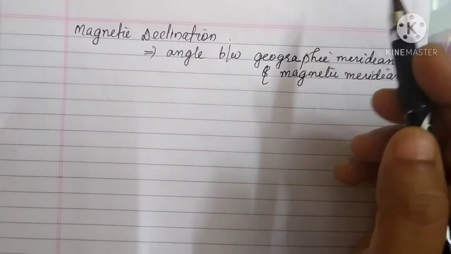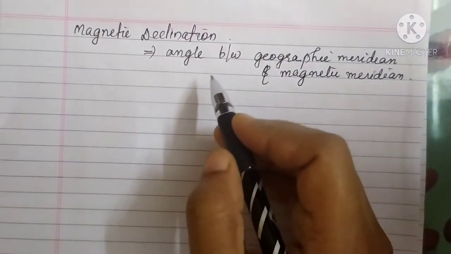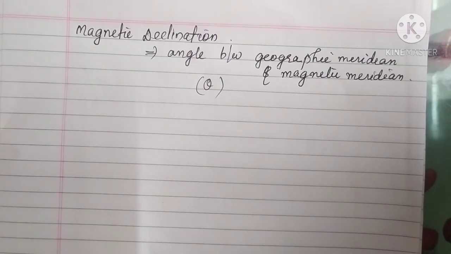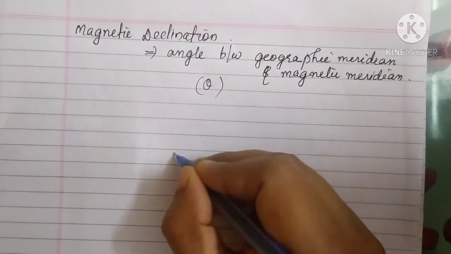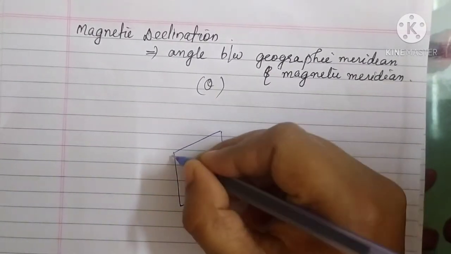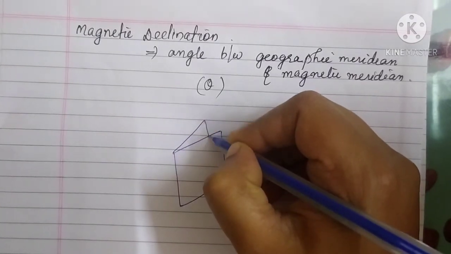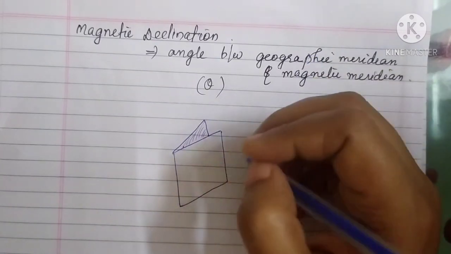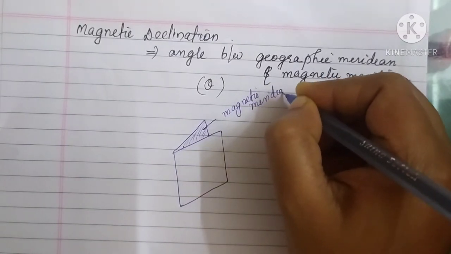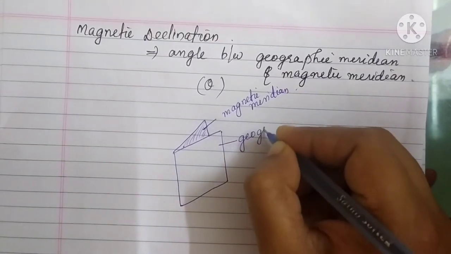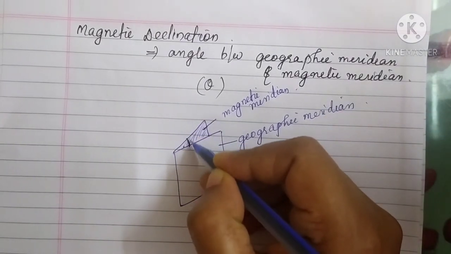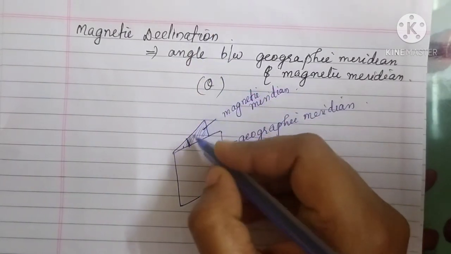Magnetic declination. Understood? So it is the angle between the geographic meridian and the magnetic meridian and can be denoted by theta. Clear? So simply you can draw like this. Okay, in this way you can draw. If this is the magnetic meridian, and this will be the geographic meridian. So the angle between these two is known as the magnetic declination, can be denoted by theta.